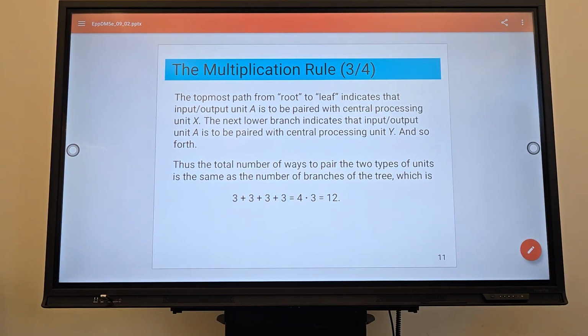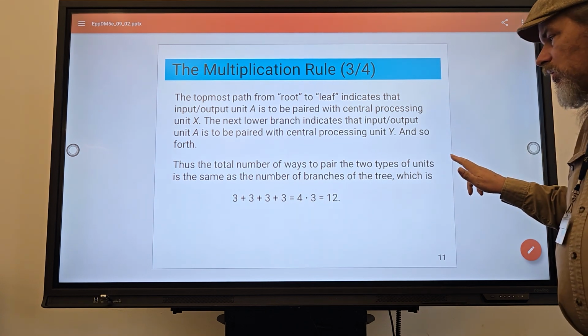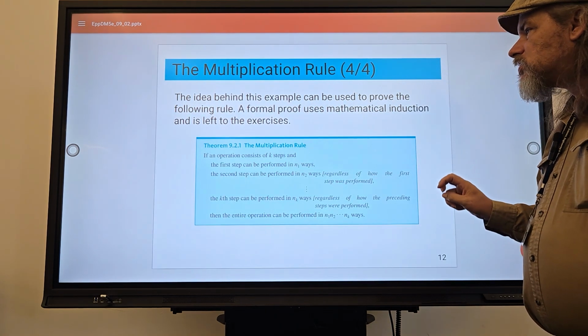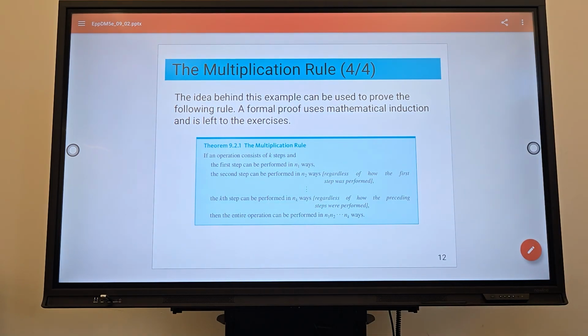The topmost path from the root to a leaf indicates that I/O unit A is paired with the CPU X, and so on. Thus, the number of ways to pair the 2 types of units is the same as the number of branches of the tree, which is 4 times 3, or 12. The idea behind this example can be used to prove the following rule. Formal proof uses mathematical induction and is left to the exercises.